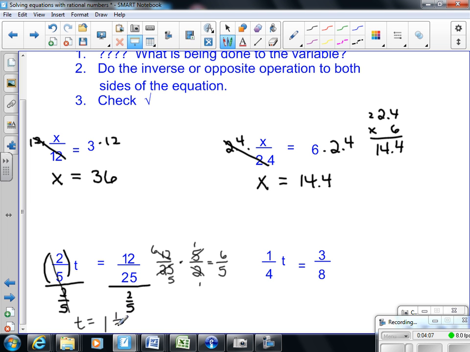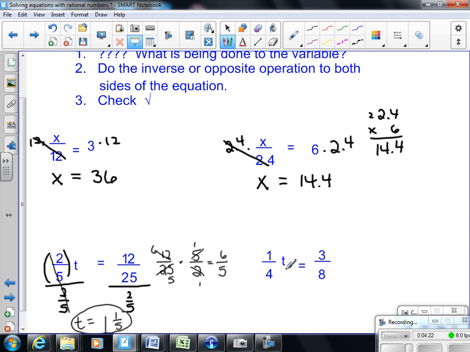1 1/5. Okay, then we can plug it back in. We can take 2/5 times, actually be 6/5, gives you 12/25. That does work. Okay, so we did step 3, which is checking our answer.